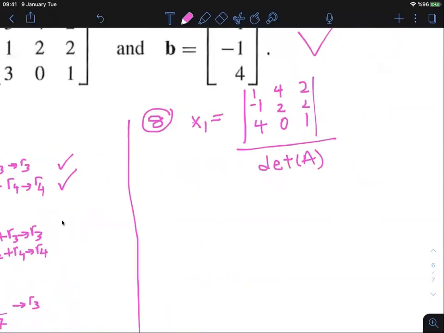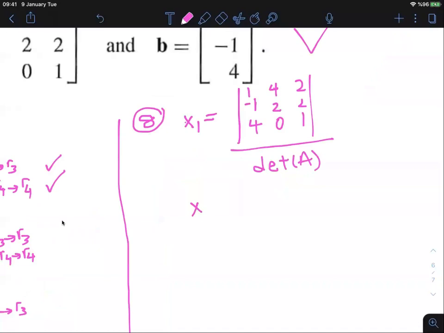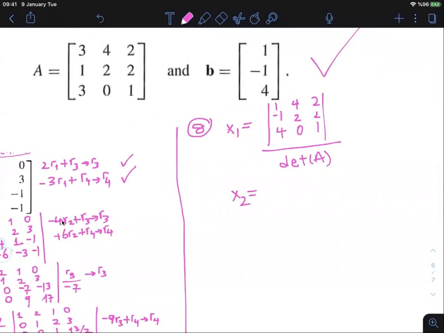So what about the other columns? What about the other components of the solution? So for x2, I replace the second column of the matrix A with this vector 1, minus 1, and 4, and 2, 2, and 1.